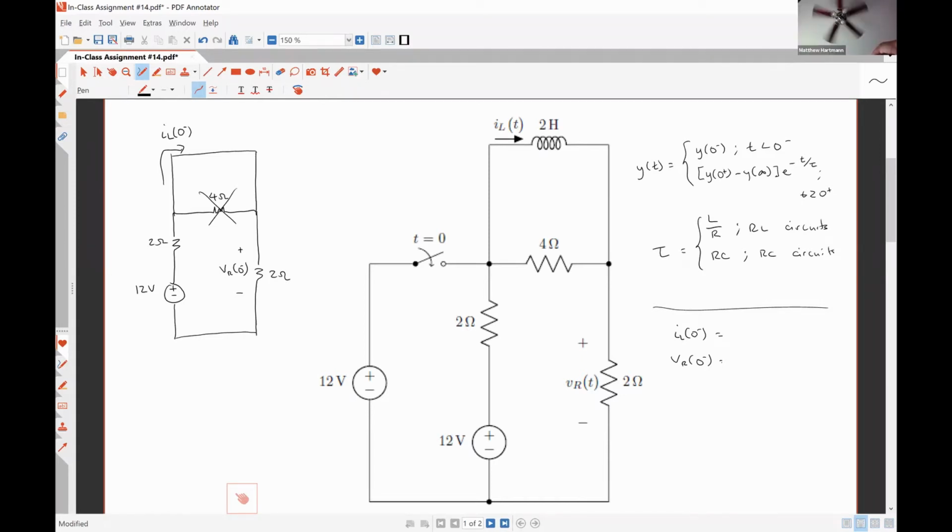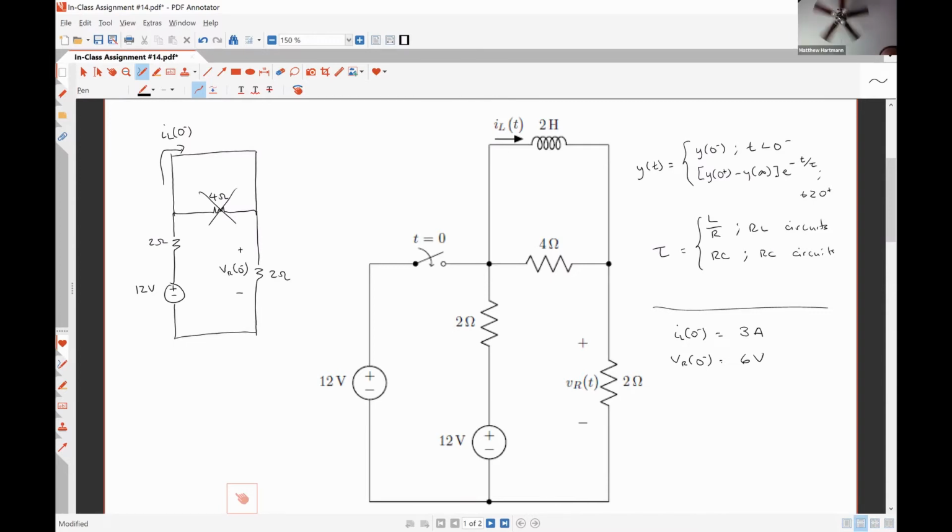That's exactly correct. Since all the current will skip past the 4 ohm resistor, the 12 volt source sees this 2 ohm resistor in series with this 2 ohm resistor, and then we can just apply Ohm's law. So 12 volts divided by 4 ohms is exactly 3 amps. What does that tell us about the resistor voltage VR at 0 minus? It would be 6 volts. 6 volts using Ohm's law again. 3 amps multiplied by 2 ohms gives us 6 volts. So nothing particularly crazy there.